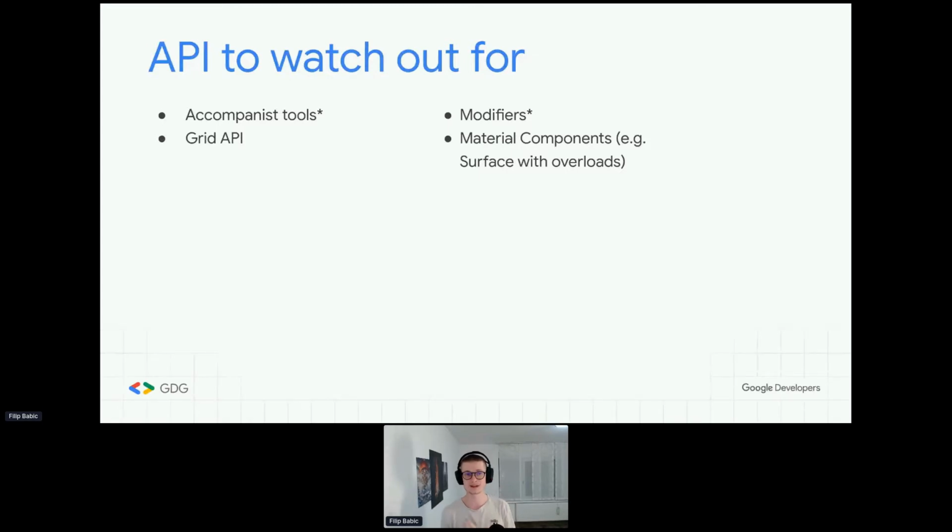And as I mentioned, some things like modifiers, like the grid API, the material components such as the surface with its overloads, those APIs are currently marked as experimental, but you can still use them. And in case they change, you have alternatives which are not experimental, which you can work around with.